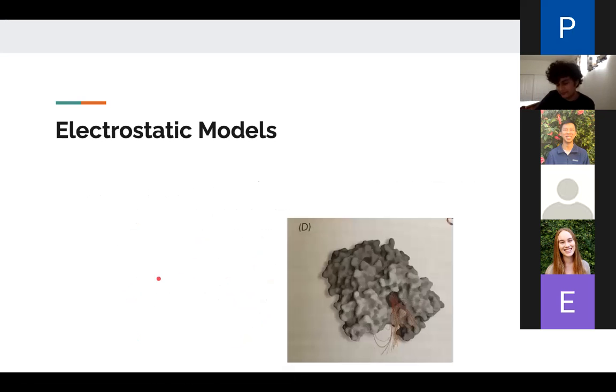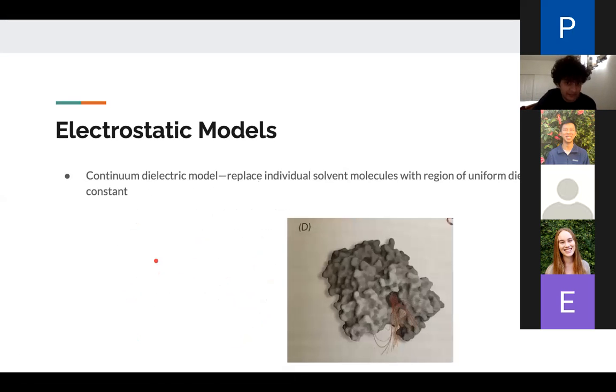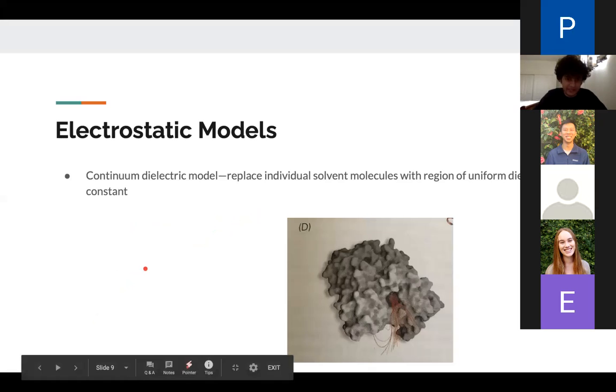So what do we get from looking at those models? Well, we get something called the continuum dielectric model, where we replace individual solvent molecules with just a region of dielectric constant. This is just simplifying calculations for us, because if we were to do it without this, we would have to account for every single solvent molecule, and that would be very cumbersome to do all those calculations.